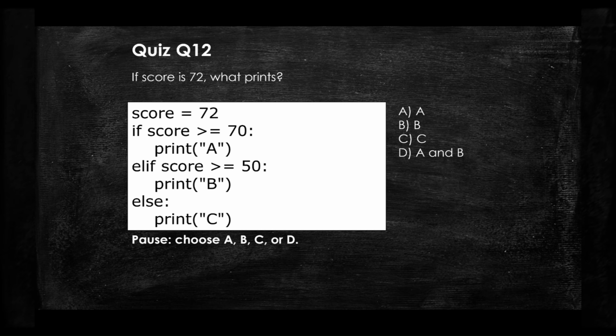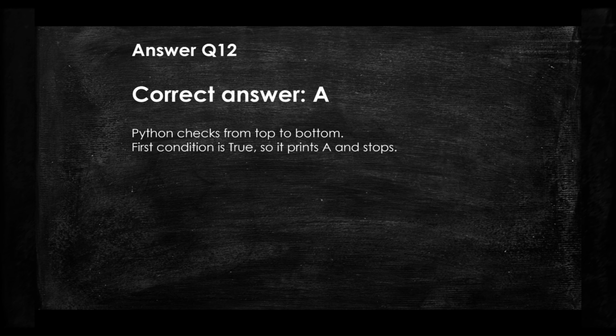Question 12. If score is 72, what prints? The correct answer is A. Python checks from top to bottom. First condition is true, so it prints A and stops.